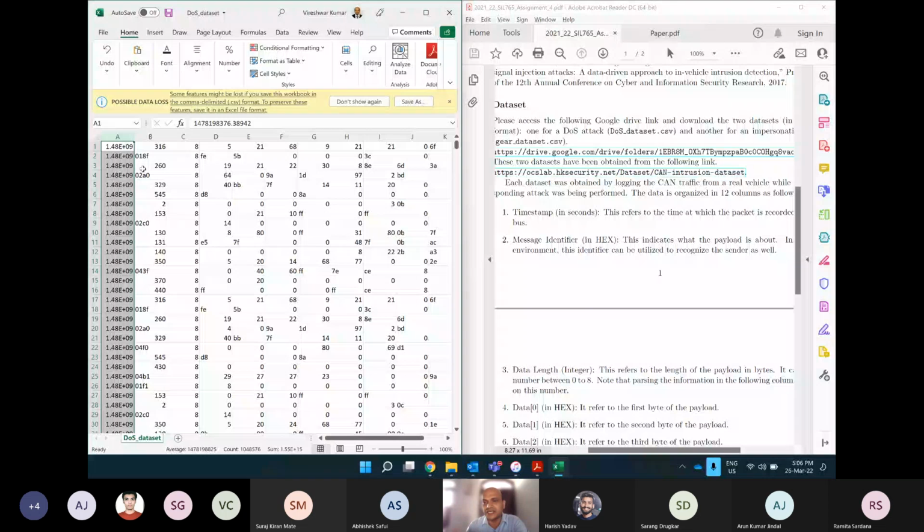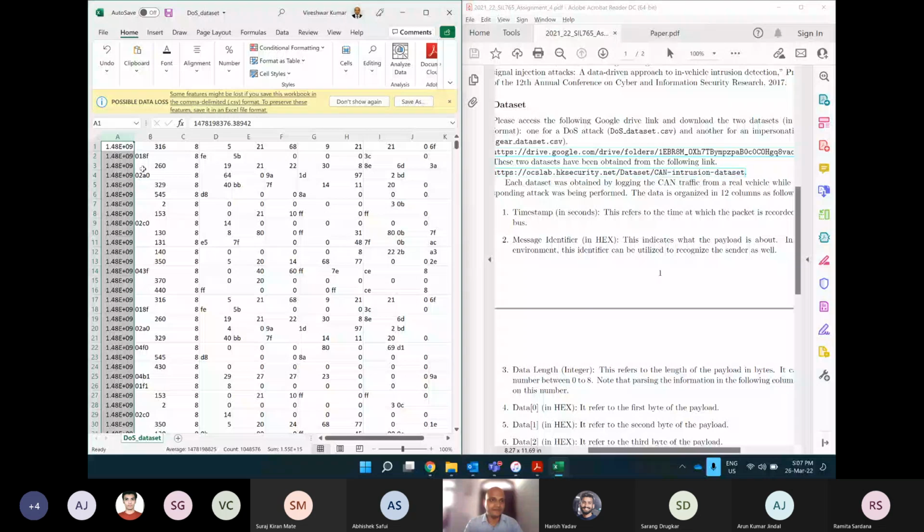Similarly, the steering wheel might be sending a few messages. So every component might be sending one or more messages. So in total there might be 30-40 messages. I don't know how many messages are there in this data set. You will have to figure that out.